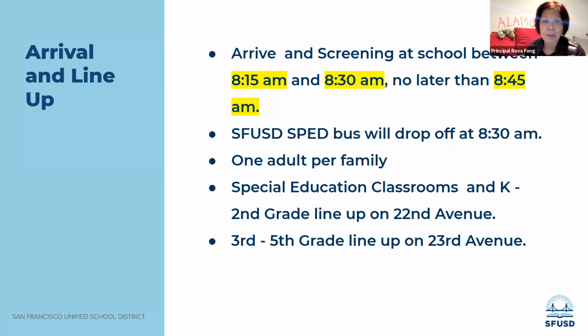Earlier, I did say to one parent that both mom and dad can come, or both parents can be there, but due to the guidelines and the largeness, I'm asking that one adult be with your child. So if you have twins, which we have many twins families, one adult per family.